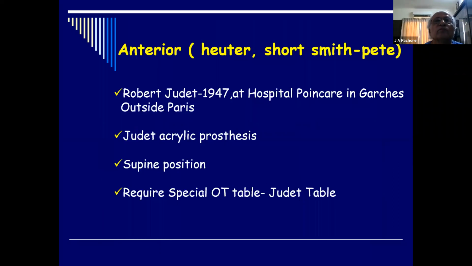So I had told you there's Hueter, Smith-Petersen, so Judet approach. This anterior approach is done in supine position. When it started, about 8-10 years back, it required a special operating table, and there was a Judet table. This was modified by many people. But the anterior approach requires a special table, and it's a very expensive table.